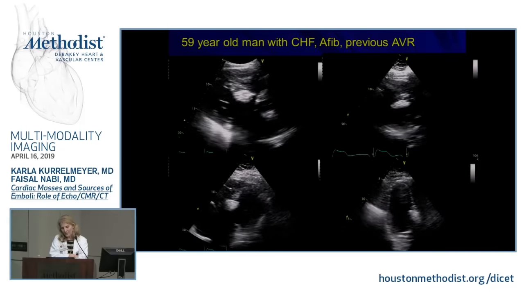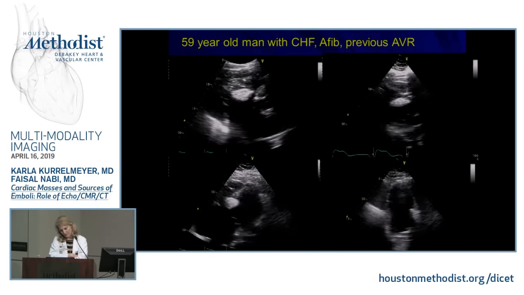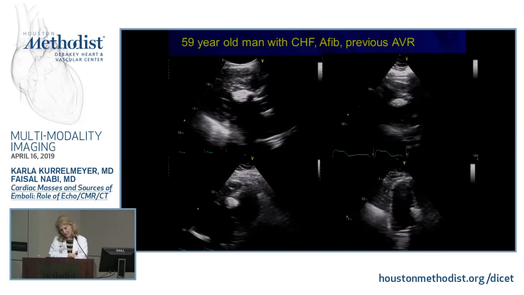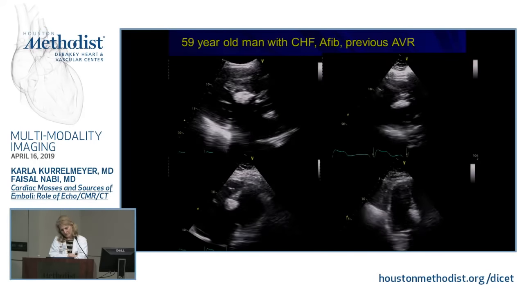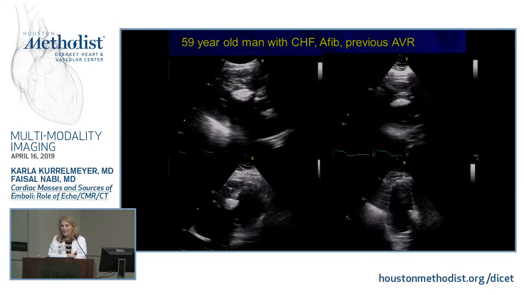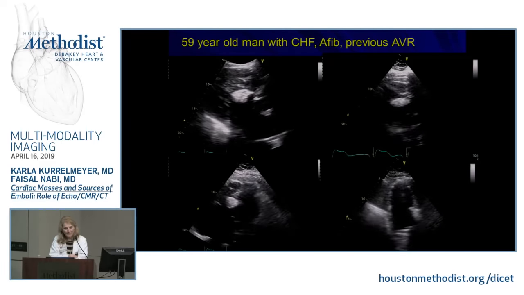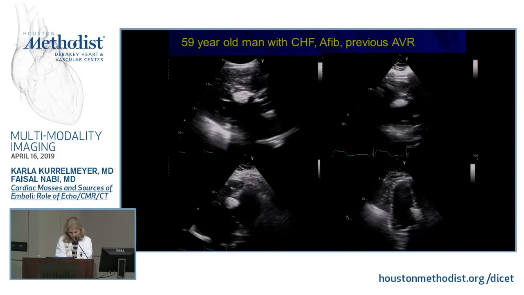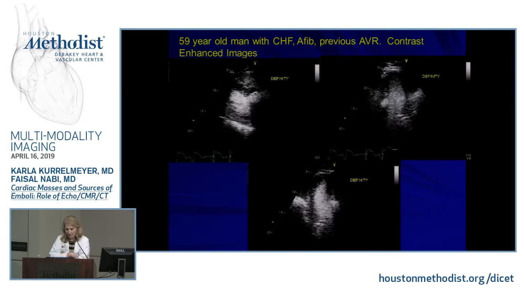Hughes, who has heart failure, AFib, and a previous AVR, I think a Starr-Edwards, I can't remember, but it's a really old prosthesis. You can see he's got this very echogenic mass at the base of the interventricular septum. It's intramyocardial, going all the way across the ventricular septum. It's big, really big. So we tried to figure out what it was.